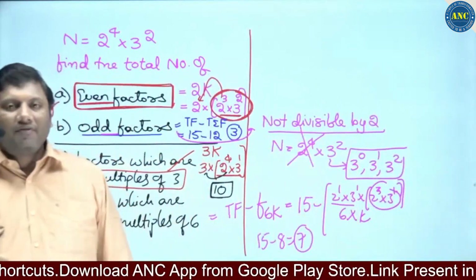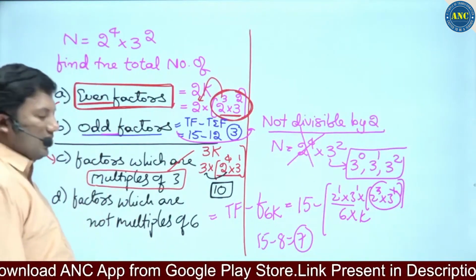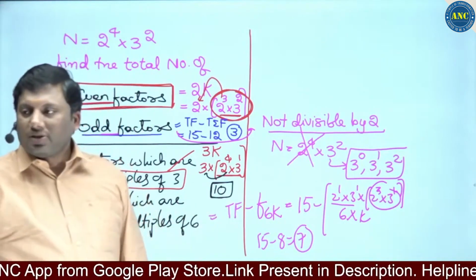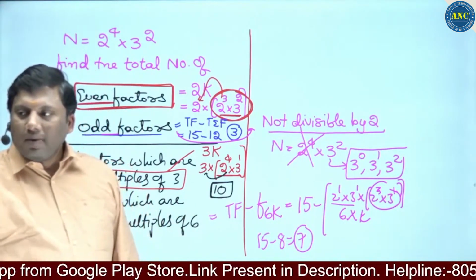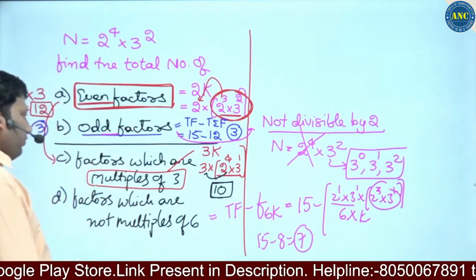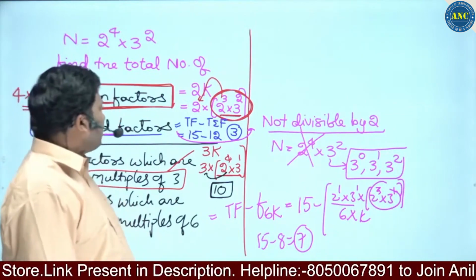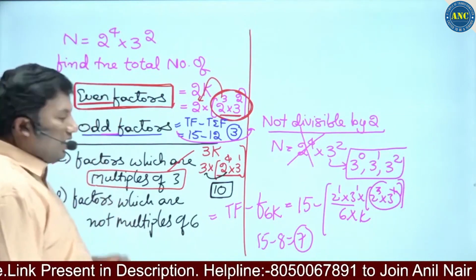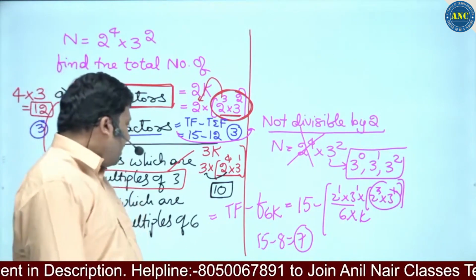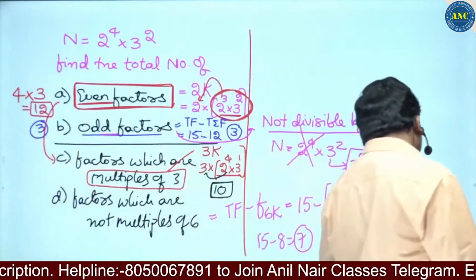Is the idea very clear to you? Total factors which are not multiples of 6 is total factors minus factors which are multiples of 6. So 15 minus 4 into 2, 8. 15 minus 8, it is 7. 4 questions, it is clear, right? Even factors, odd factors, factors which are multiples of 3 and factors which are not multiples of 3. I hope the idea is clear.